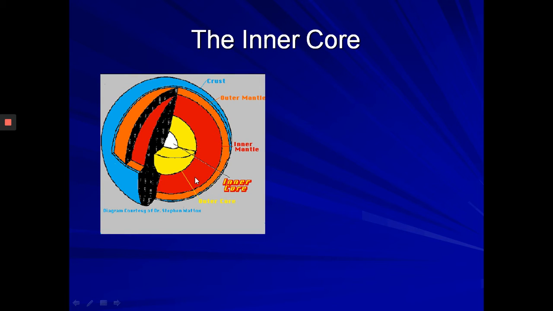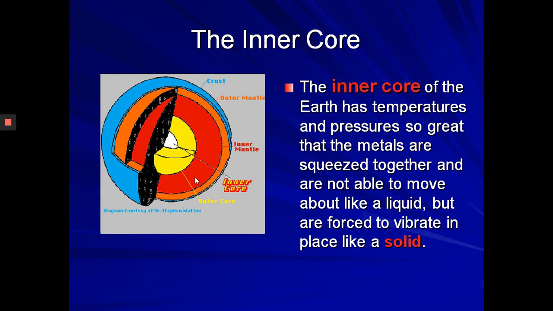The inner core. The inner core of the Earth has temperatures and pressures so great that the metals are squeezed together into a small space, and they are not able to move like liquid. Because there's so much pressure built on it, even though it's high temperature, it is actually packed into a form of solid.